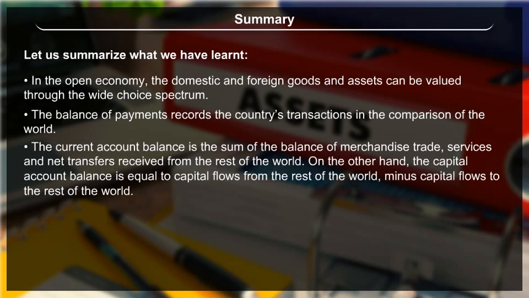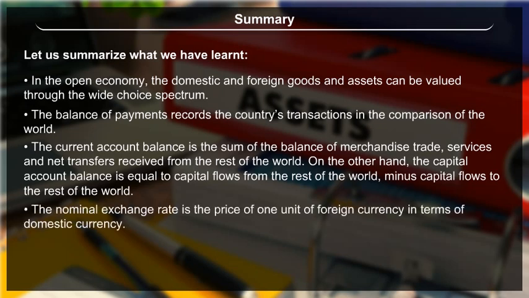The current account balance is the sum of the balance of merchandise trade, services, and net transfers received from the rest of the world. On the other hand, the capital account balance is equal to capital flows from the rest of the world minus capital flows to the rest of the world.